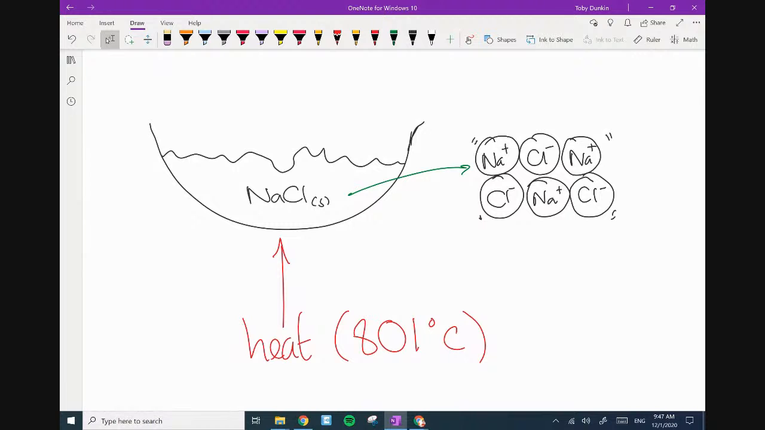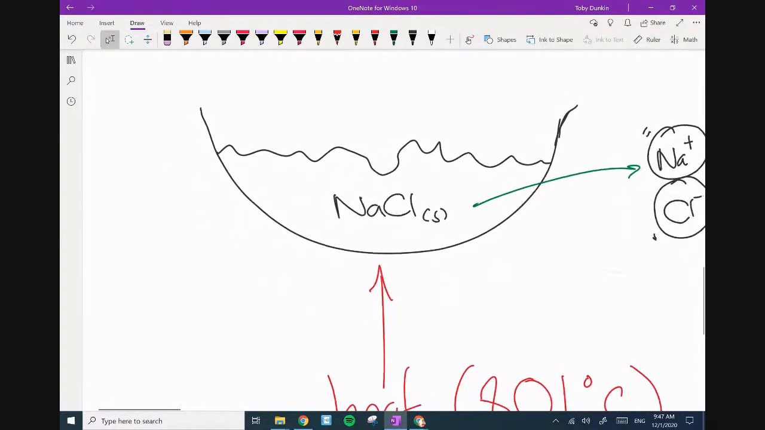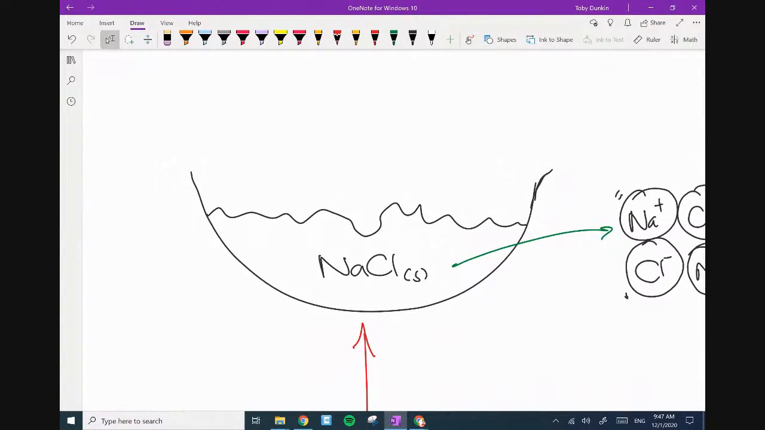So once we heat this, it will become a glowing red molten liquid.